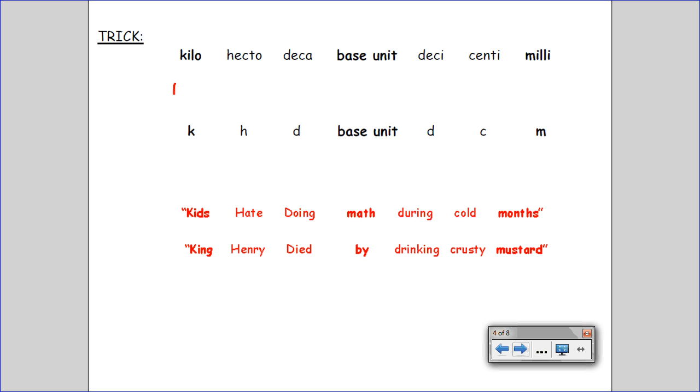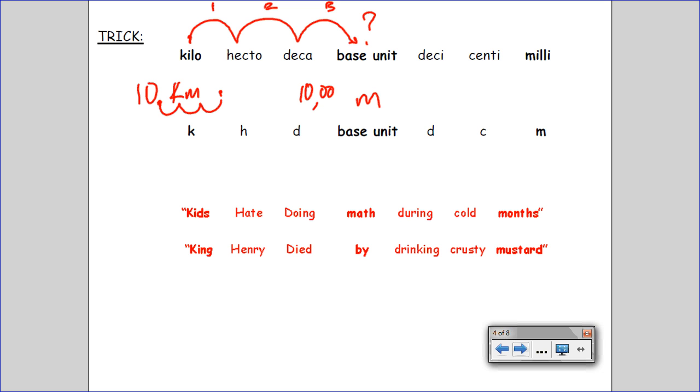So let's say you're given kilometers, and a question asks you how many meters. If you're given 10 kilometers, how many steps do you move in order to get that back to the base unit? Well, if you're starting with kilo, you go 1, 2, 3 to get to your base unit. So you made 3 steps. You take the decimal place that you had and move 3 steps to the right in this case. 1, 2, 3. So in this scenario, 10 kilometers is equal to 10,000 meters. Pretty simple.